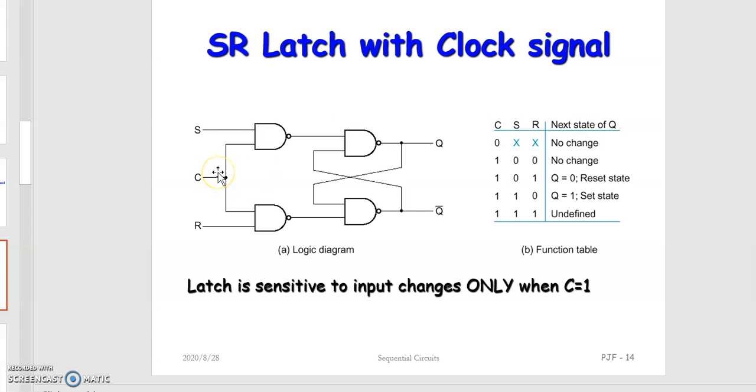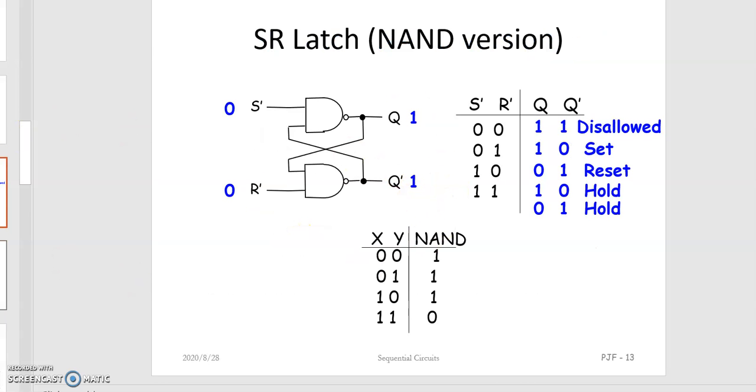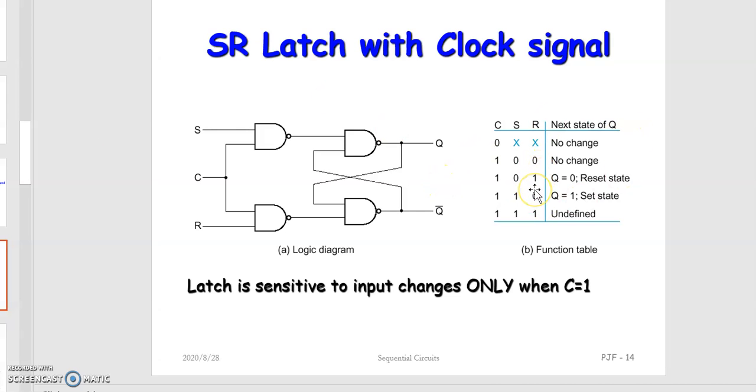So we can say that there is no change. If it is 1, then only you should go for the analysis of this circuit by using this S value and R value. If it is 1, this particular circuit will be similar to our previous circuit. So 0, 0 acts as no change, 0, 1 is reset state, 1, 0 is set state, 1, 1 is undefined state. You can use the same approach as in the previous case and determine this truth table. The point you should remember is that only when C equals 1 can this output be determined.